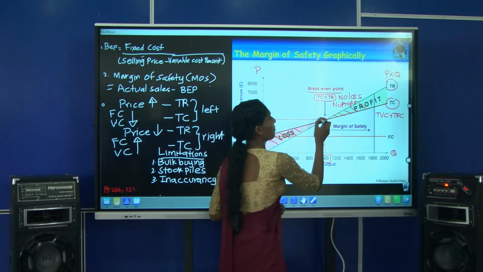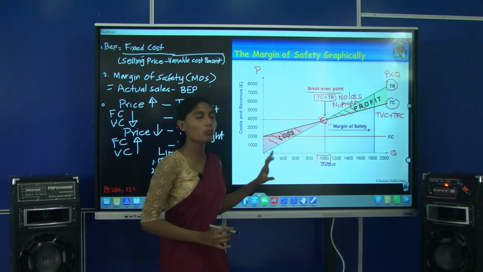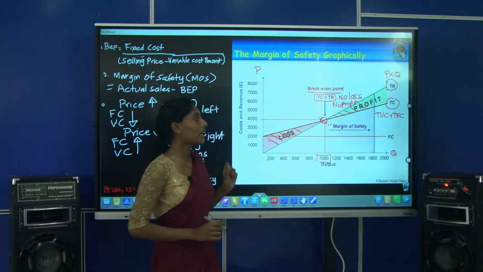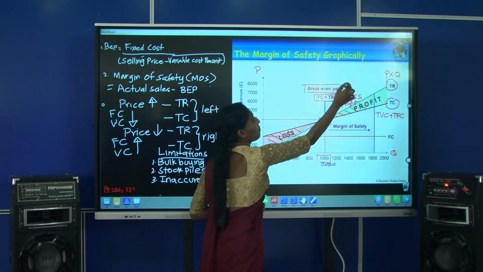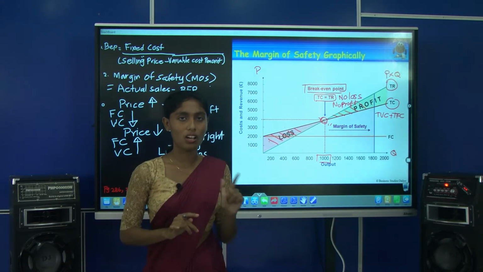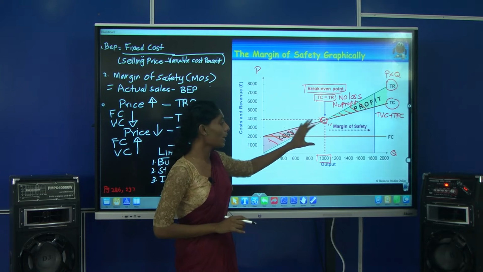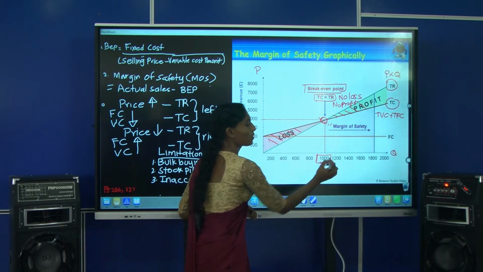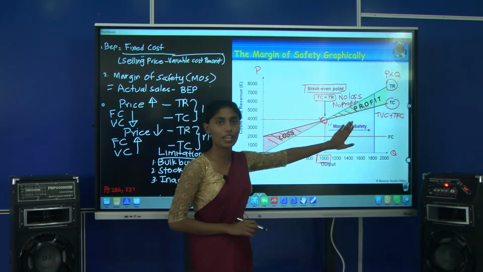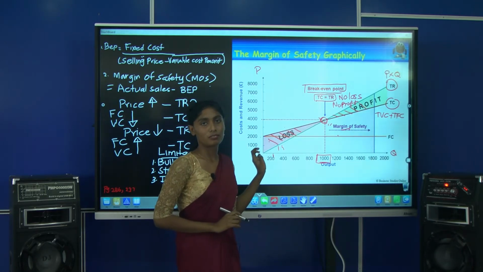So when you draw the graph, you get a point in the graph where both the total revenue and the total cost curves are equal. That point we call the break-even point. At that point you don't have any profit, you don't have any loss. So we call that break-even. In this graph you have 1,000 units as the break-even point. If you produce more than 1,000 units, you get a profit. If you produce less than 1,000 units, you get a loss.